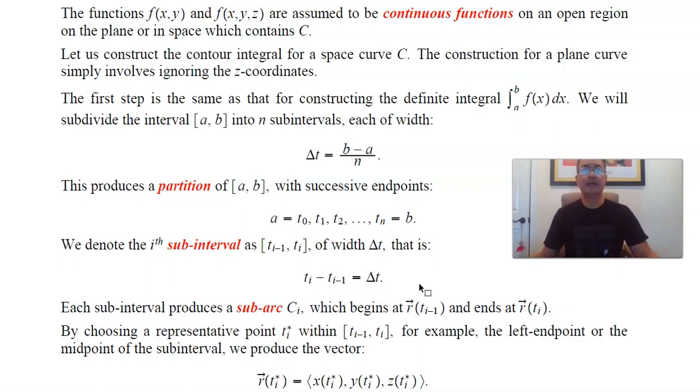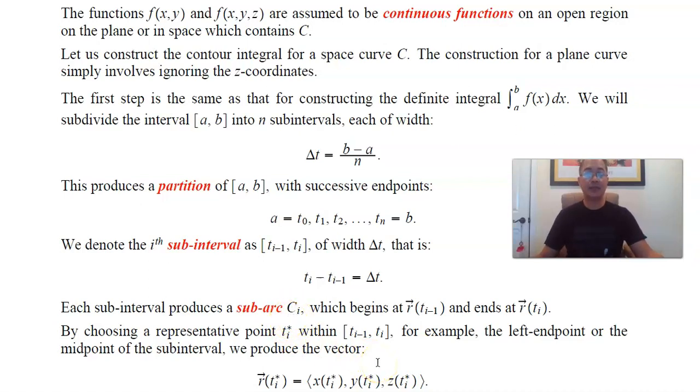But now t is the domain for our curve c. So how do these partitions affect c? These points correspond to a point on the curve. On the subinterval from t sub i minus 1 to t sub i, the left endpoint will become the point r of t sub i minus 1 on the curve, and the right endpoint will correspond to the point r of t sub i on the curve. So we're going to have a subcurve, which we will call c sub i, or a subarc.